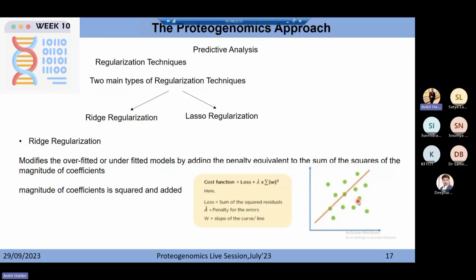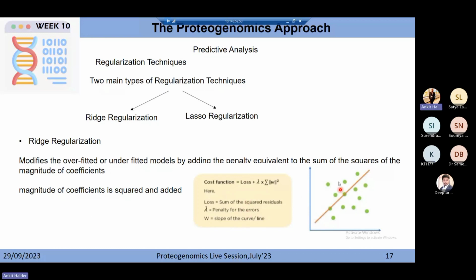Here, if you say that this is an underfit model because it is not able to segregate very well, so on one side there are many data points, and on one side very few. If, for example, you take different levels with an equal number of data points, then this is not a good fit. So here what it does is add a penalty equivalent to the sum of the squares of the magnitude of the coefficients. You can see that the cost function will be loss plus lambda times the penalty for the errors. How much penalty you give for each error will depend on lambda, then the slope of the curve or line.